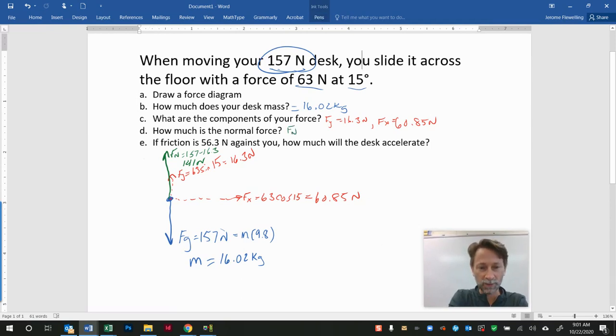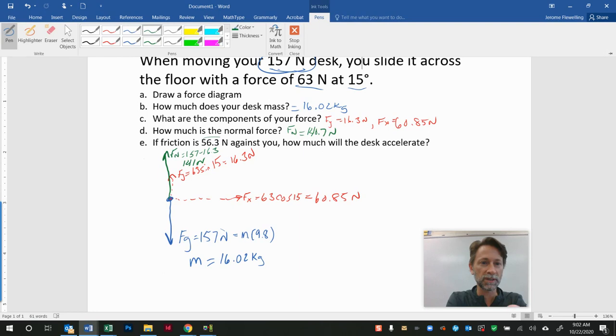Notice that as we go about filling out our force diagram, we end up answering all the questions, kind of the same way in 2D kinematics. As we filled out that table, we ended up answering the questions being asked of us. So that normal force is 140.7 or 141. Now the last question is, if friction is 56.3 newtons against you, how much will the desk accelerate?